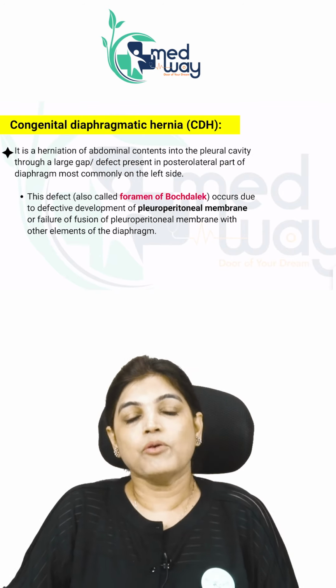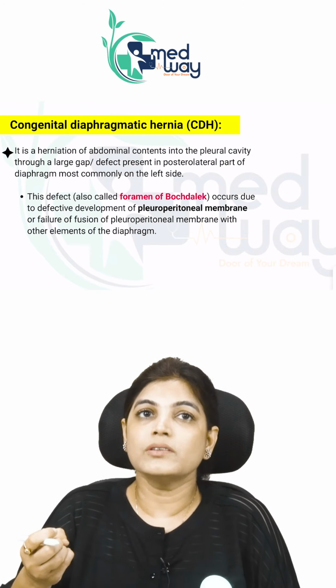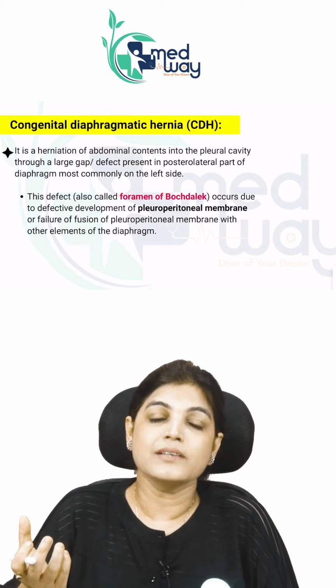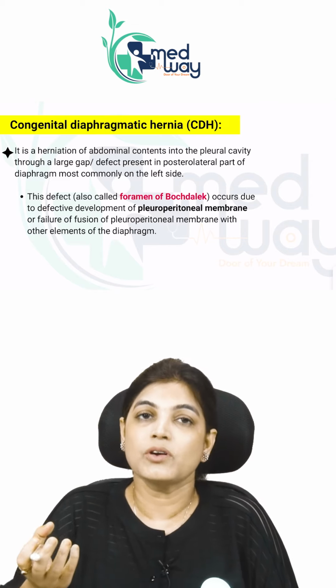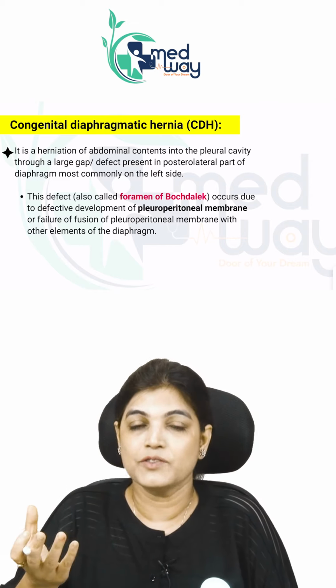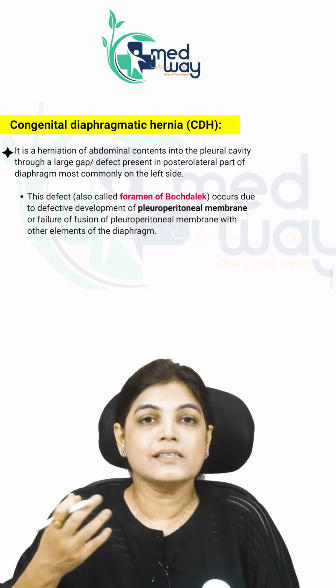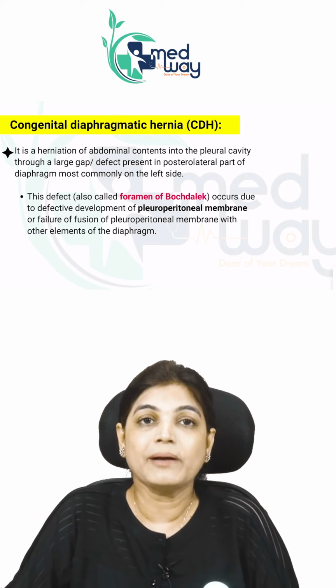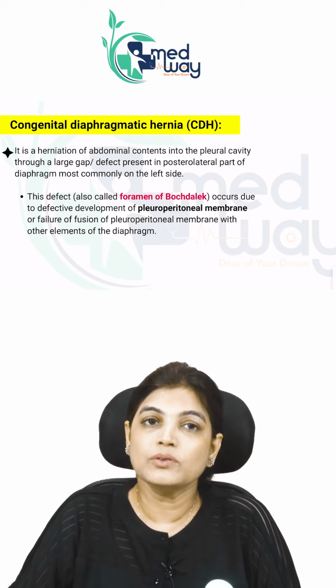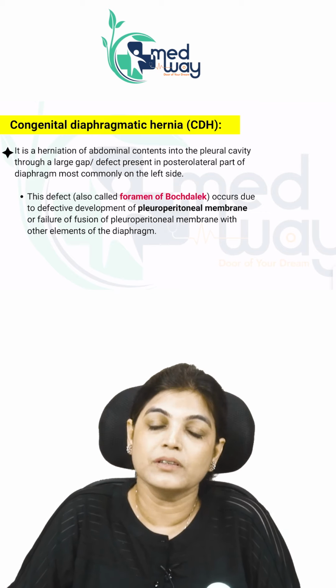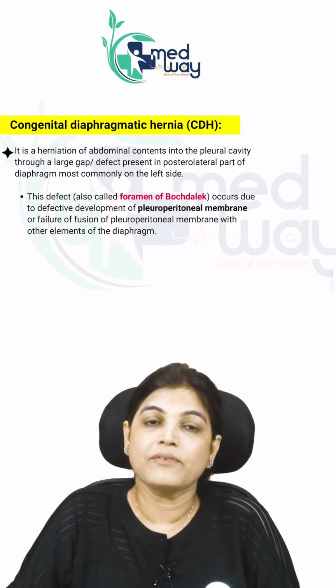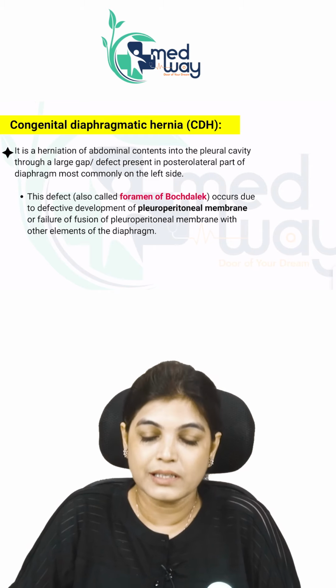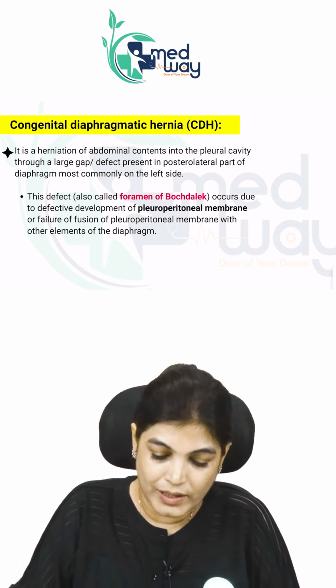Now, a very important point. If I talk about the diaphragm, the important questions being asked are, one, the embryological components and which adult derivatives are formed. Other is the nerve supply, and the clinical anatomy is very important. So, congenital diaphragmatic hernia, you have to know the two important types of hernias associated with the diaphragm. So, you have to know the reason, where it is located, and the consequences.